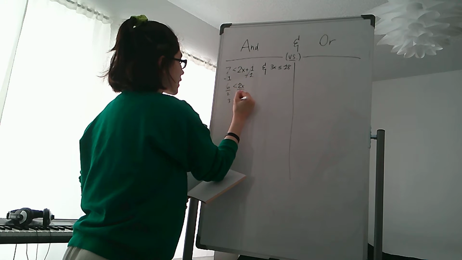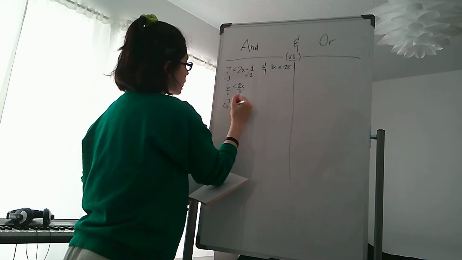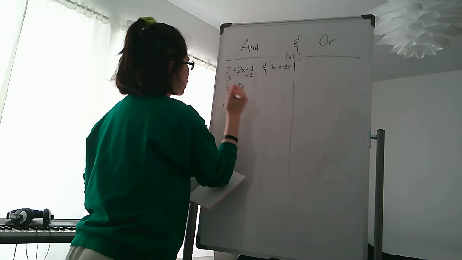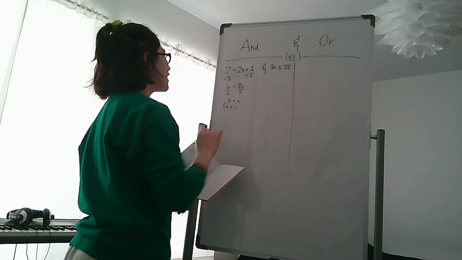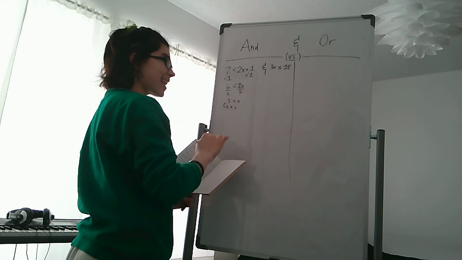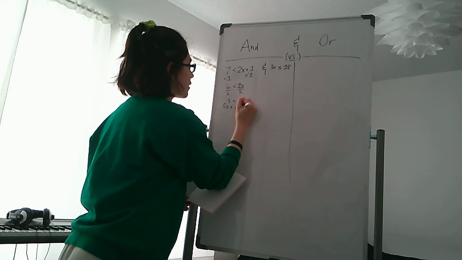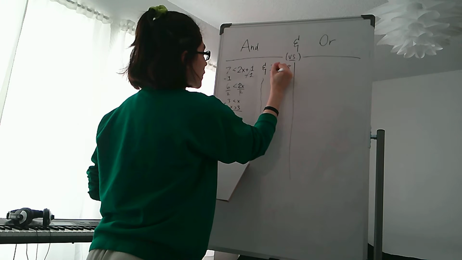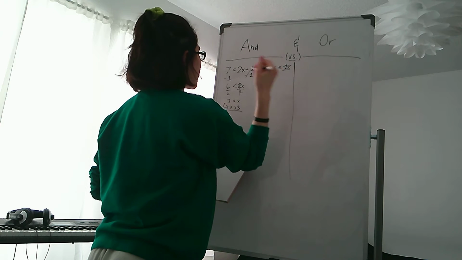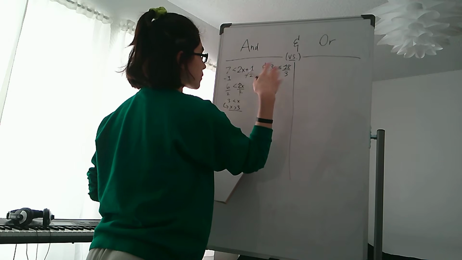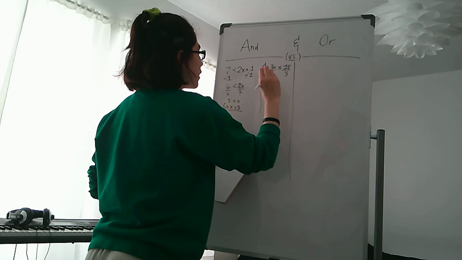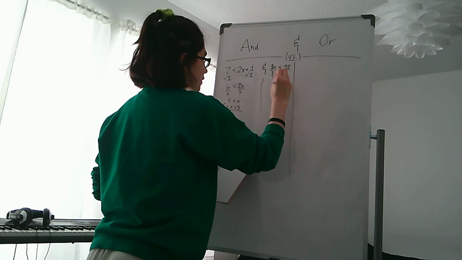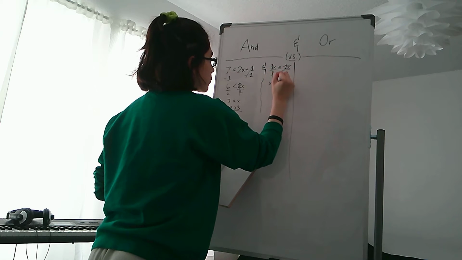So 3 is less than x, or x is greater than 3. Now for this one over here, it's just a one-step inequality process. So 3x divided by 3, that cancels it out. 18 divided by 3, that's 6. So x is less than or equal to 6.